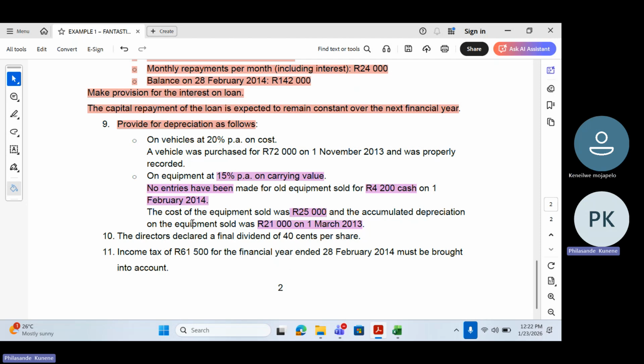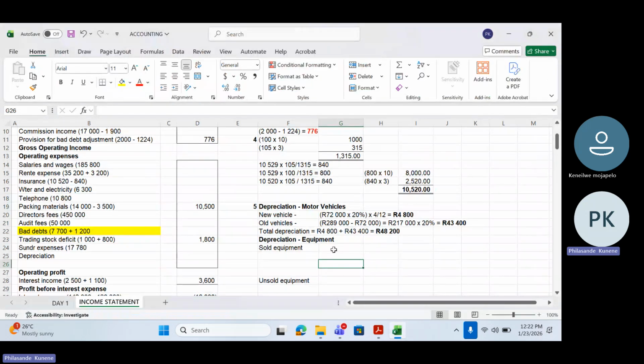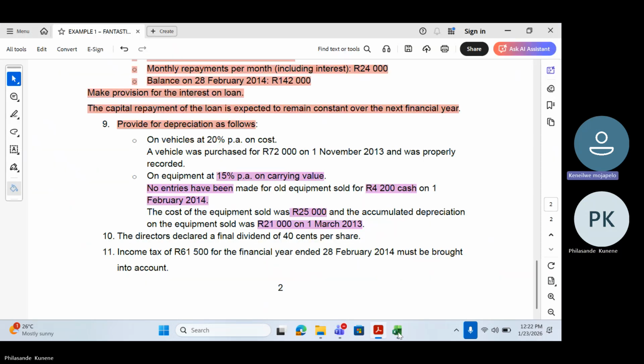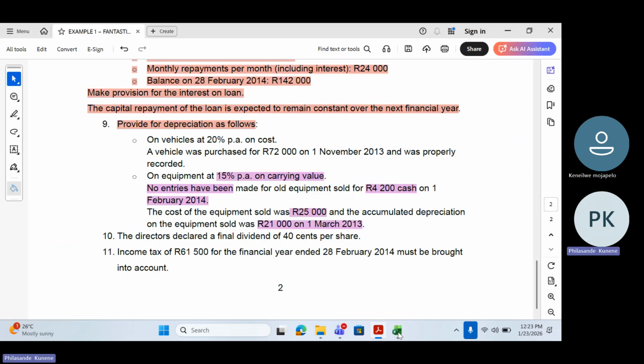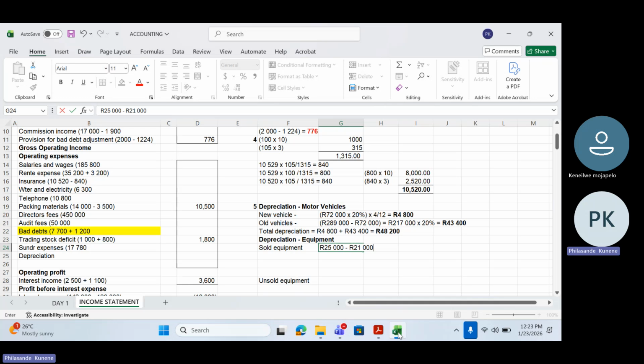Let's do the calculation. Depreciation for the sold equipment. How much is the cost? 25,000, right? Okay, so my starting point for the equipment sold, I'll say 25,000. And then what do I do after that? Minus 21,000. Minus 21,000, yes. Okay, 21,000, and then? Times 15%. Multiply by 15%. Yes, okay. So I'll say times 15%.